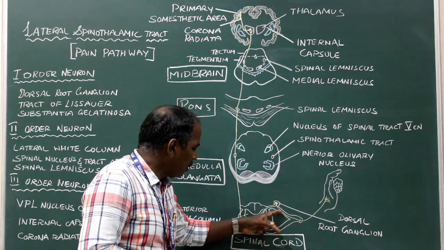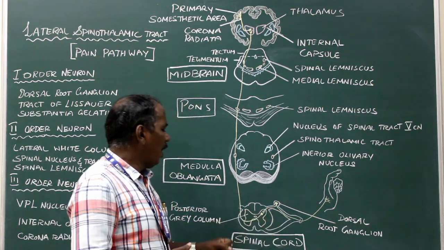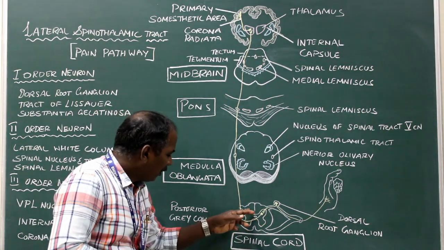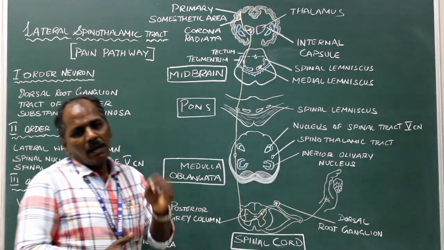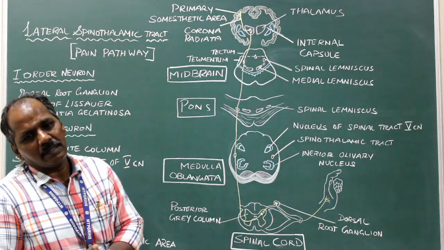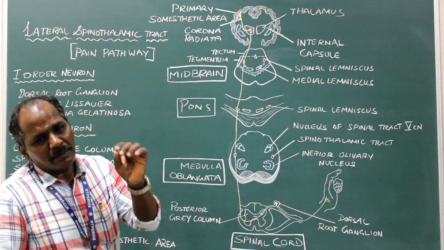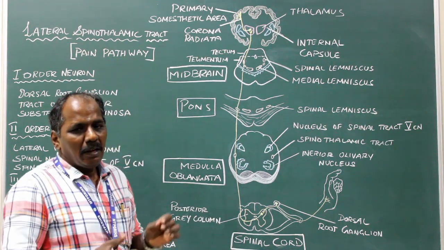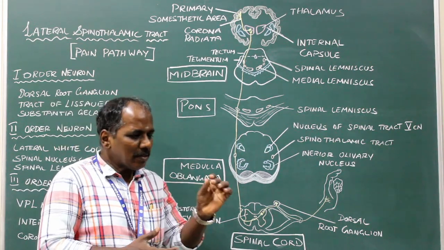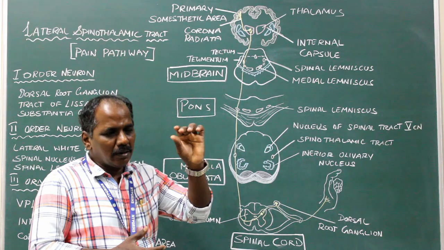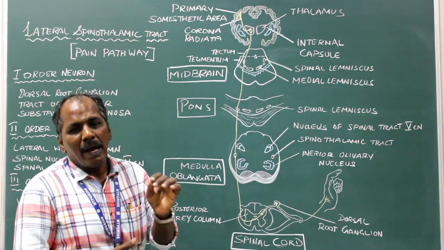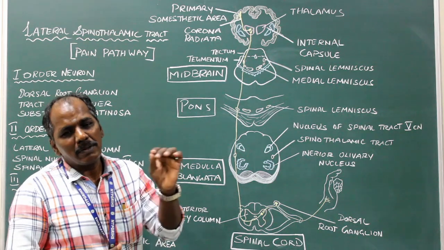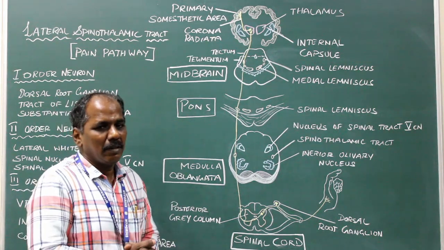So it passes through the dorsal root of the spinal nerve and enters the posterior gray horn, where it relays in the posterior horn cells. That is the gray cells, sensory cells present in the posterior gray horn. It not only relays there, it ascends one or two segments above or descends one or two segments below as the dorsolateral tract of Lissauer.